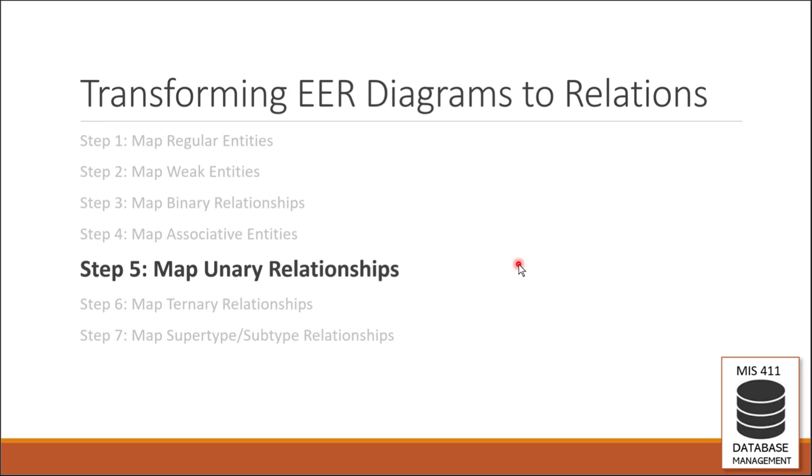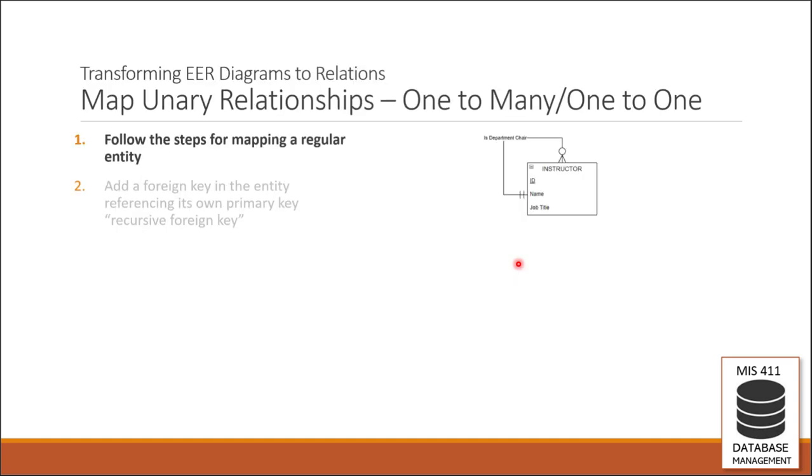In step 4, we mapped associative entities. In step 5, we'll be mapping unary relationships. As you may recall, a unary relationship is where you have an entity which has a relationship with itself, and oftentimes that can be a hierarchical relationship, like you can see on the screen, maybe a one-to-many. An instructor is the department chair of other instructors, right? Every instructor has exactly one mandatory department chair, and every instructor can be the department chair for 0 or more instructors, because obviously many instructors are not department chairs. And a department chair, for those who don't know, is just the head of the department, like the head of the CS department, for instance.